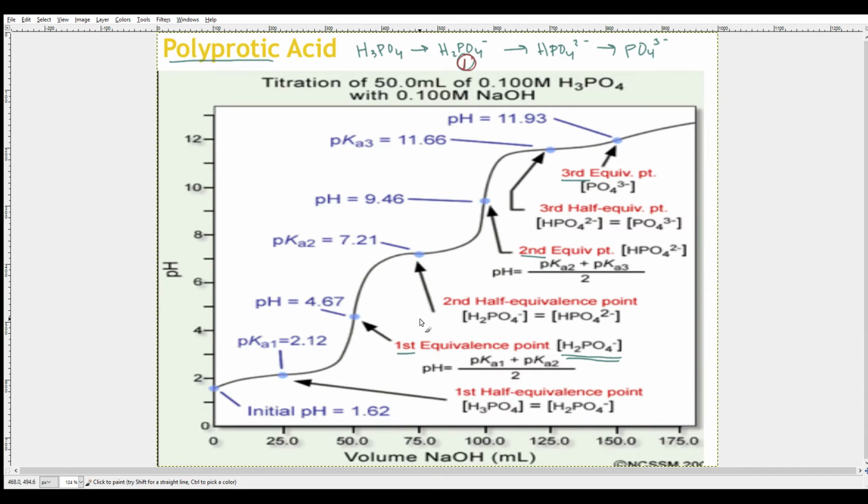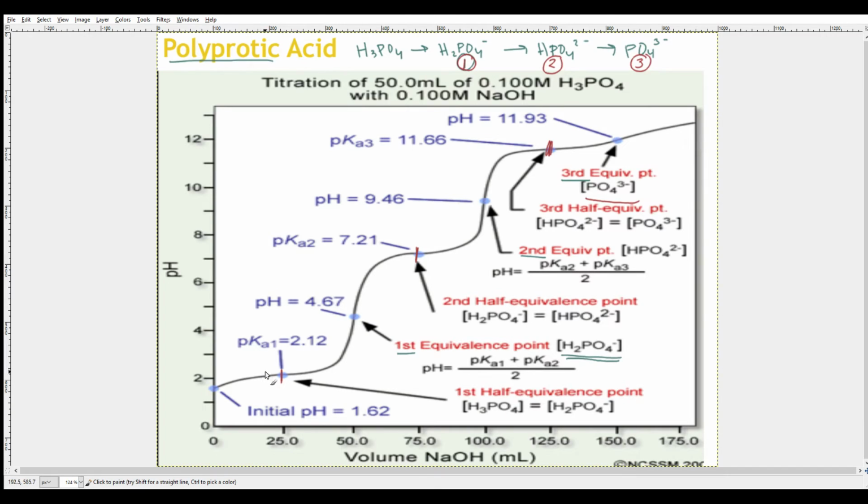Then we get to our second equivalence point, where we're dealing with our next ion, and that is when our HPO4 2 minus moles are equal to the moles of the NaOH that have been added. And then we have our third up here. Okay, then we have half equivalence points, which happen at the halfway point on these curves.